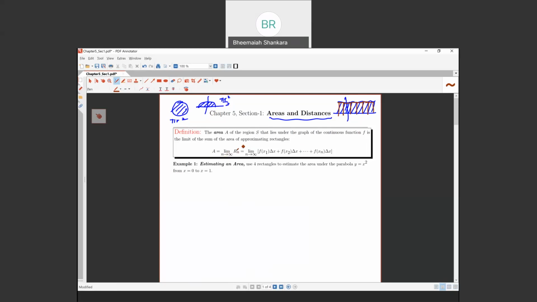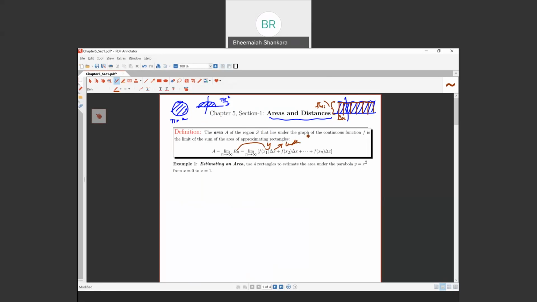So the first rectangle, it's f(x1) times delta x. Assuming that f(x1) is the y value, which is the height of the rectangle, and delta x is the x value, which is the width of the rectangle. So delta x is here, and this height is called f(xi). So length times the width is the area of the rectangle formula.